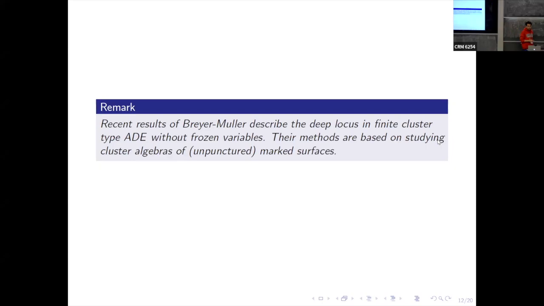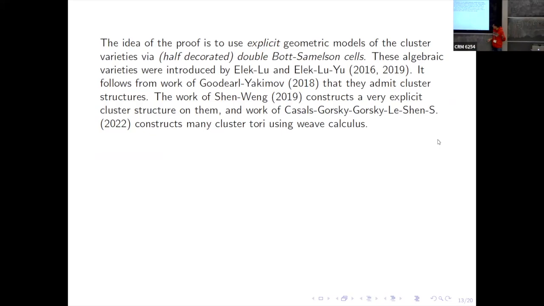Our methods are based on having a nice geometric realization of these cluster varieties of type A and D, which is given by half decorated double Bott-Samelson cells. I will define them in a second. But as far as I am aware, they were introduced by Leclerc, Galashin, Lam and Shen about 7 years ago. And it follows from general work of Gekhtman and Yakimov that they admit cluster structures. Although we don't really use this work, we base on work of Linhui Shen and Daping Weng, who construct a very explicit cluster structure. And then, using this with calculus that Daping was talking about, we can construct many cluster tori on this double Bott-Samelson variety. It's enough to prove this conjecture.